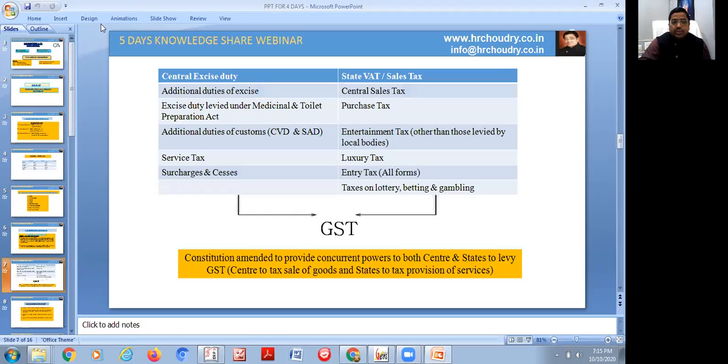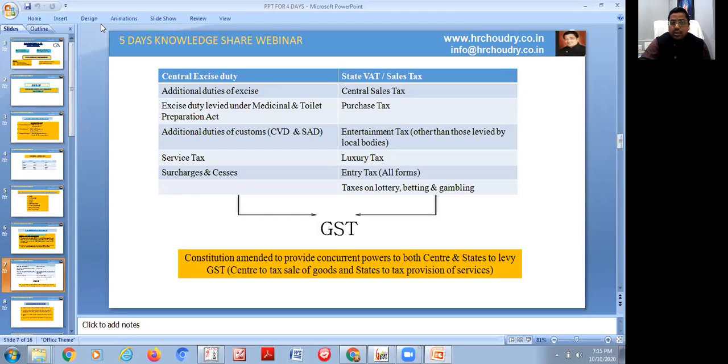After implementation of GST, more than 17 taxes were abolished. In case of the Centre: central excise duty, additional duties, excise duty levied under the Medicinal and Toilet Preparations Act, additional duties of CVD and SAD, service tax, surcharges and cesses. All these taxes are abolished and merged with the GST Act.